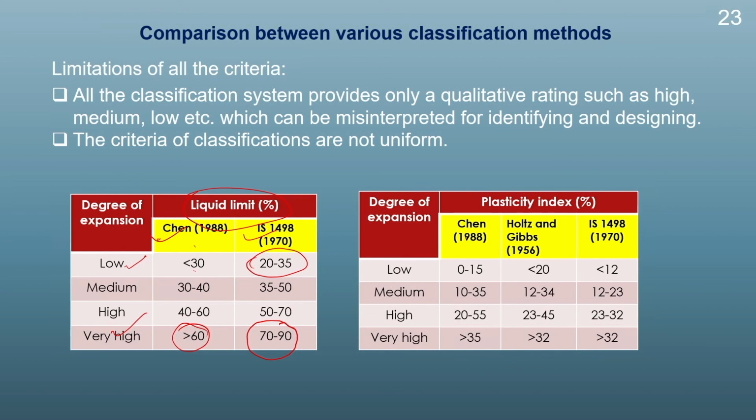Similarly, if we compare the Chen method, Holtz and Gibbs method and IS method based on the plasticity index, we can see the Chen method suggests the plasticity index should be 0 to 15% for a low expansive soil. Holtz and Gibbs suggest it should be less than 20%. Indian Standard suggests it should be less than 12%. Similarly, for a very high expansive soil, the Chen method suggests the plasticity index should be greater than 35. Holtz and Gibbs suggest it should be greater than 32, and IS standards suggest it should be greater than 32.